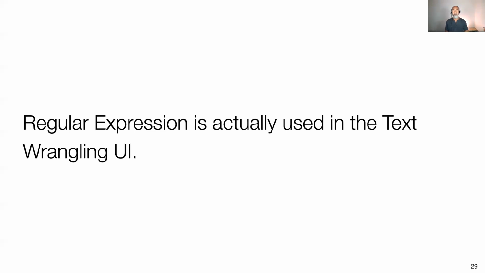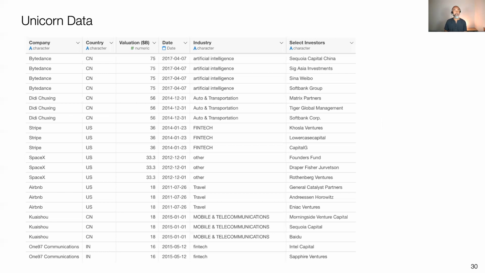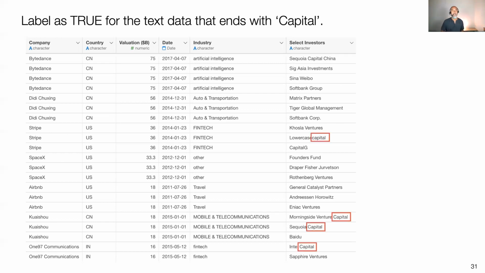So instead of starting with regular expressions, actually, in Exploratory, when you see the text wrangling UI, the one that we've been seeing already, it actually uses regular expressions, sometimes, not all the time. Regardless of whether you know it or not, you're doing a UI operation, but behind the scenes the regular expression is being used. So for example, here, let's say this is Unicorn data.